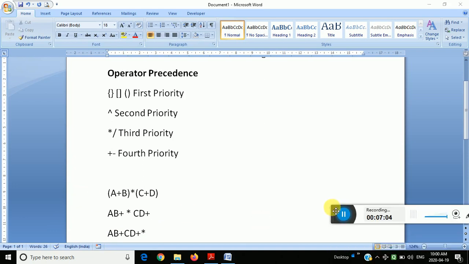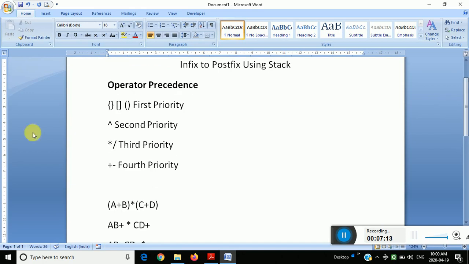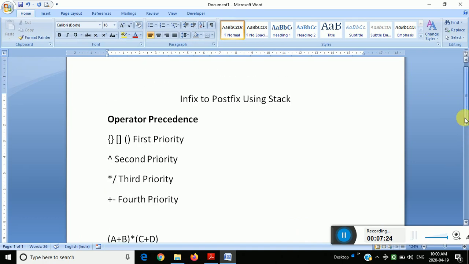In the next video I'll tell you how to do it using the stack, taking the bigger or smaller ones. Right now I have just explained operator precedence, the priority of the operators, and how to solve it in a basic way. In the next video I'll explain how to do it using the stack. We'll do small ones first and then the larger ones. There are rules for that also, which I will tell you in the next video.